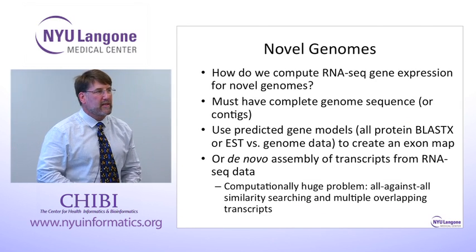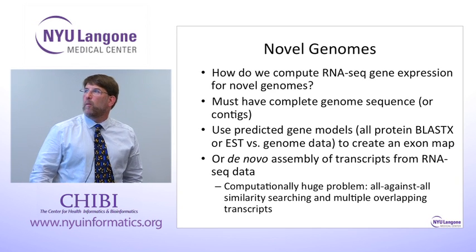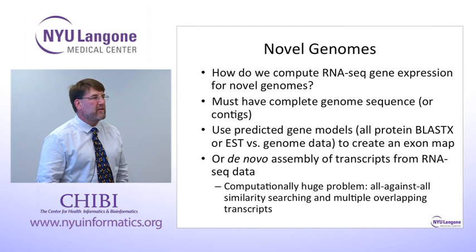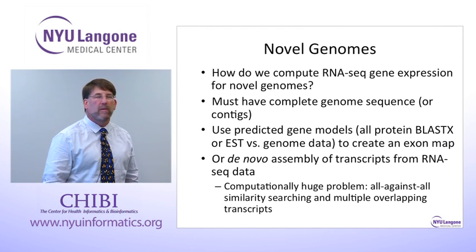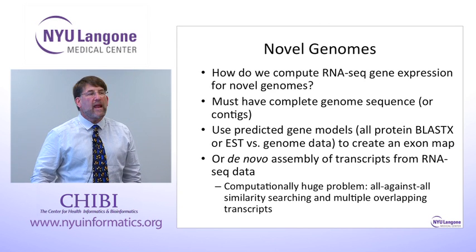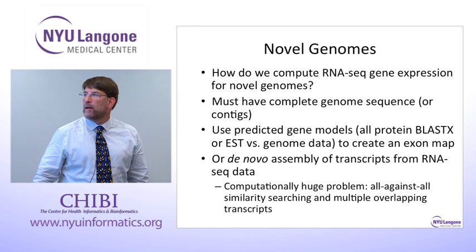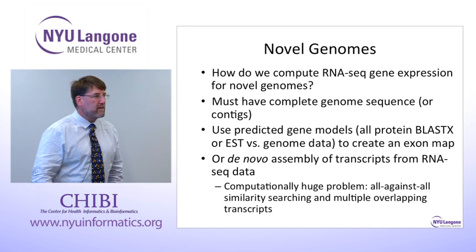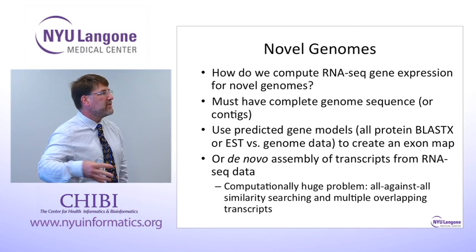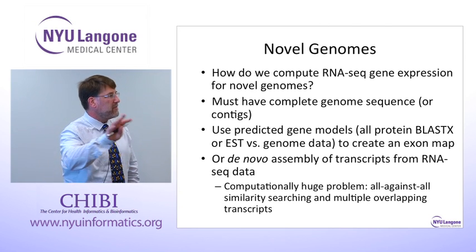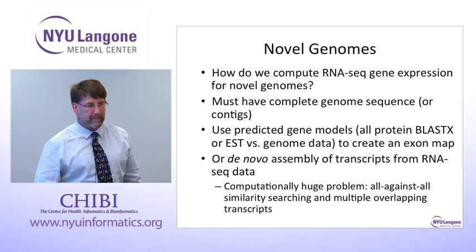OK, a couple more slides, and then I'm going to finish. I'm not going to run till 1. So what do you do about novel genomes, something where there's not much reference data? There's no annotated exon map or whatever. You've got to have some sort of reference, or else you're just left with de novo assembly. We can use predicted gene models, like based on ESTs or BlastX, any protein that matches the genome anywhere, that could be used as a predicted exon. Or you could do de novo assembly.